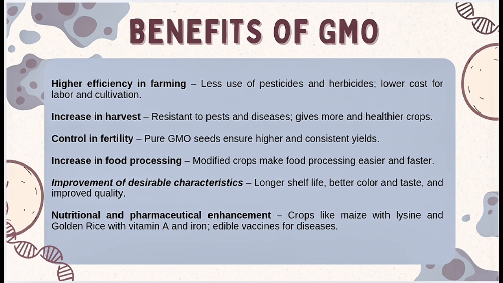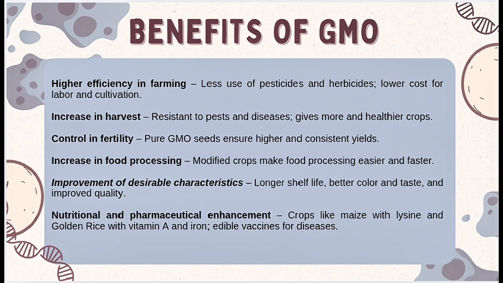Second, an increase in harvest. Since GMO crops can fight pests and diseases, they grow healthier and produce more food. This means farmers can harvest more and reduce food loss. It helps improve the country's food supply and support farmers' income.